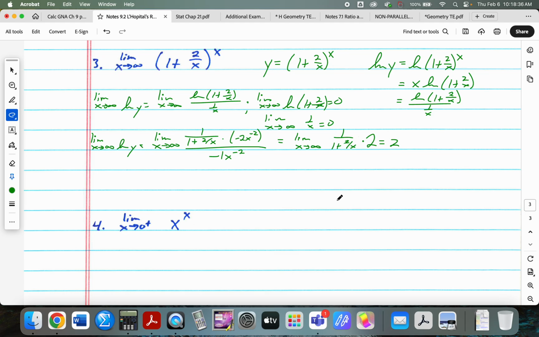But remember, we have taken the limit as x goes to infinity of the natural log of y. So then the limit as x goes to infinity of y, which is the limit as x goes to infinity of 1 plus 2 over x to the x power, is equal to, how do you get rid of a natural log? E to the natural. So it's e to the 2. Since the natural log of y goes to 2, y goes to e squared.